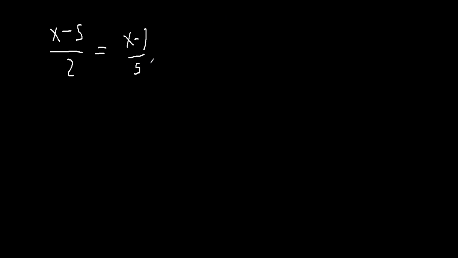So if we write out our multiples of 5, we get 5, 10, and 15. So let's keep it to that. And here we have 2, 4, 6, 8, 10. So as you can see, the lowest common multiple is 10. Because we know that 5 times 2 is 10 and 2 times 5 is 10. So we can multiply each side by 10.